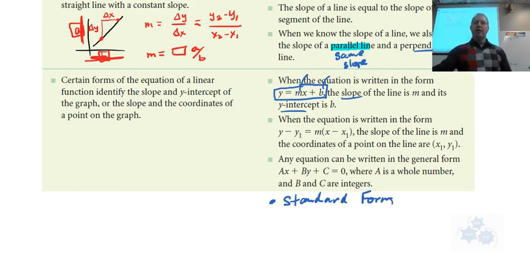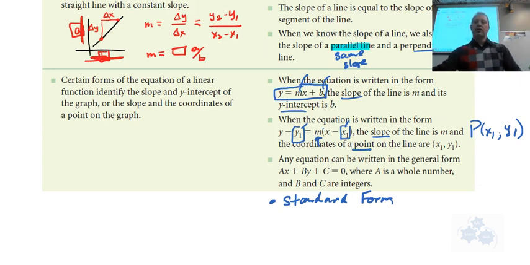The second type of equation is the point-slope form. The point is represented by x1 and y1. There's the x value for the point, there's the y value for the point, and there's the slope right here. So you can always write an equation for the line if you're given one point at least, and a slope.